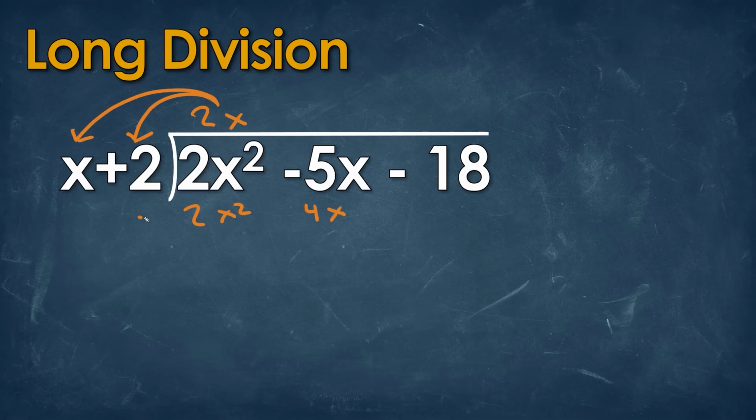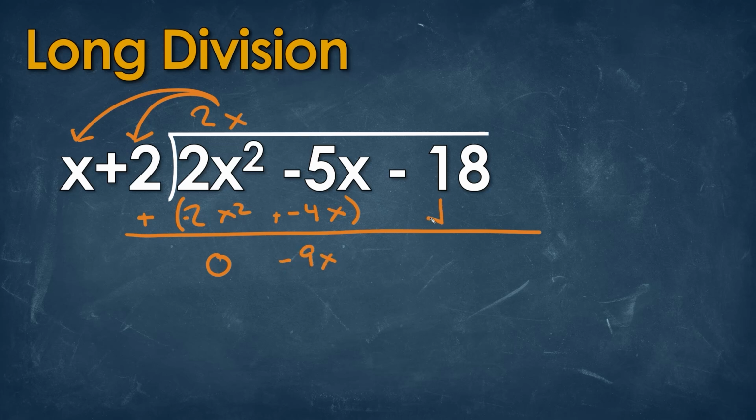Now, just like regular long division, we subtract this. We can subtract it by putting parentheses inside. Since we have a minus sign on the outside, we can change this to add. This would be a minus, and this would be a minus. 2x squared minus 2x squared would give us 0. Minus 5x minus 4x gives us minus 9x. Now we're going to drop down this value here, which is negative 18.